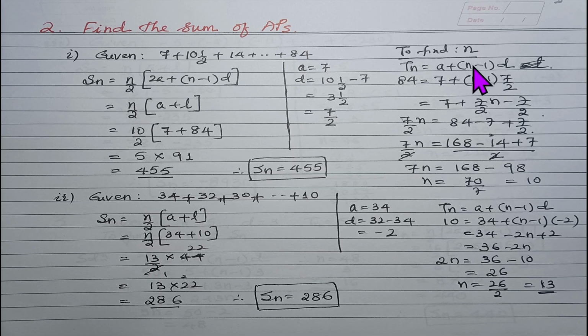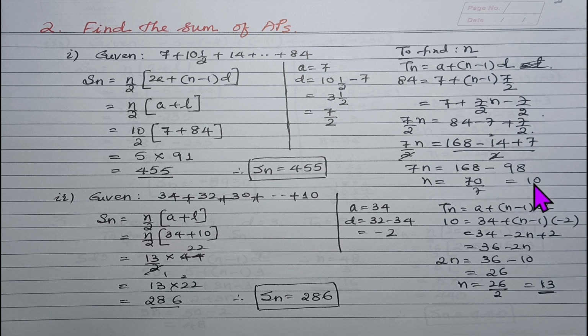Now to find n, we can use the relation Tn is equal to a plus (n minus 1) into d. Tn is given as 84, that is, the last term, the nth term, is 84, and a is 7, d is 7 by 2. So 7 plus (n minus 1) into 7 by 2 is equal to 84. Simplifying, we get n is equal to 10.